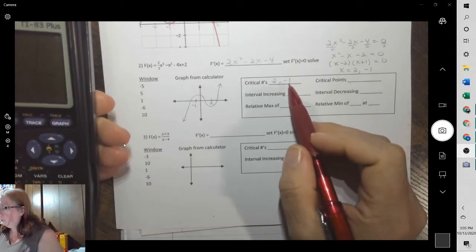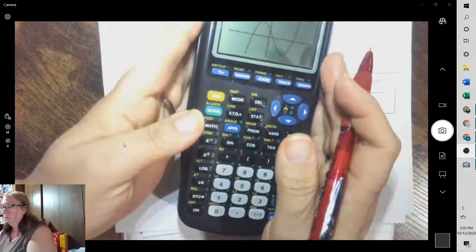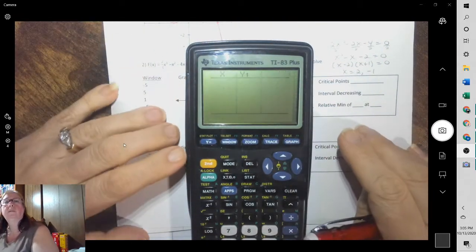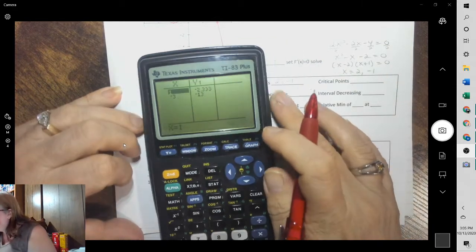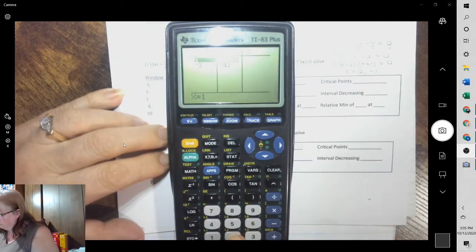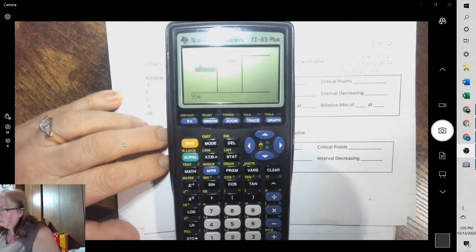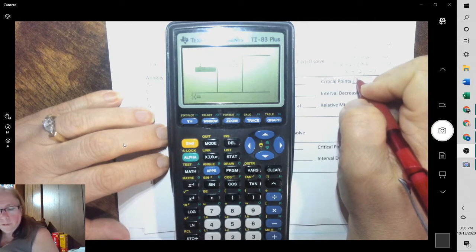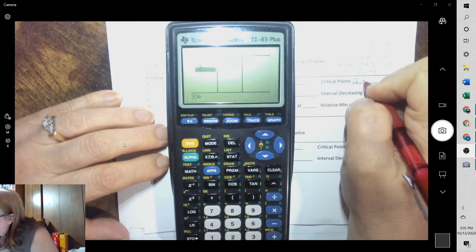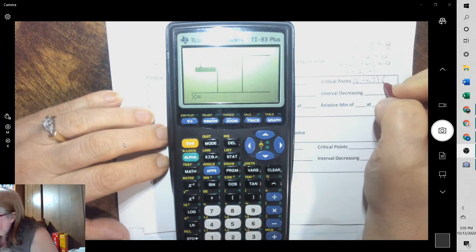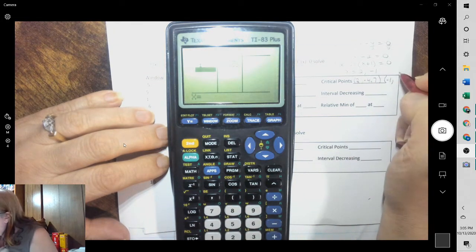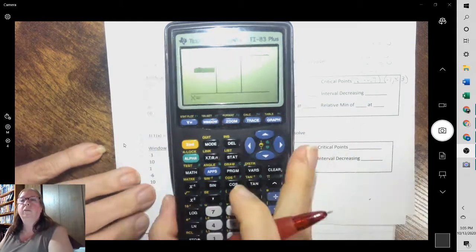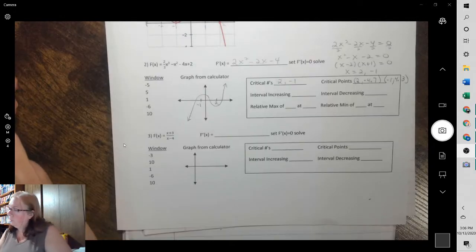And two critical numbers are this: to find the point, second and table, and we want 2 and -1. So 2, -4.7. I'm just going to round to the tenth. And -1, 4.3. So those are our two critical points.